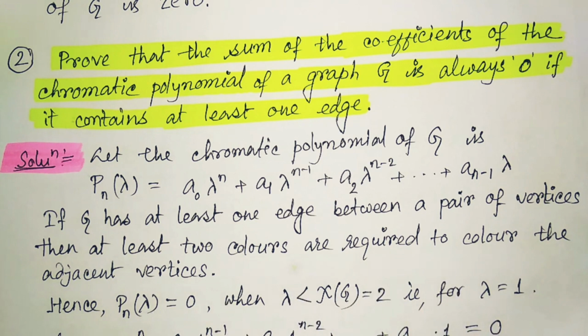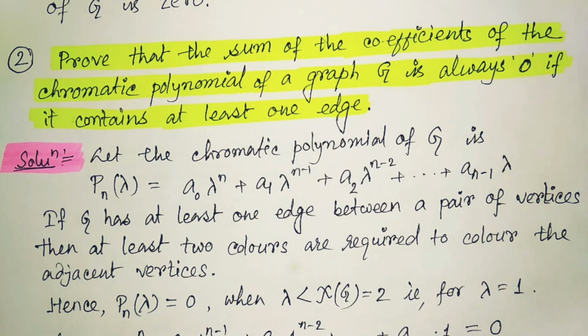In a graph, only one edge is given. One edge means it has two end vertices. So these two end vertices are adjacent vertices because the edge is there. So for these two, we require at least two colors. So for any graph with at least one edge, we require at least two colors.